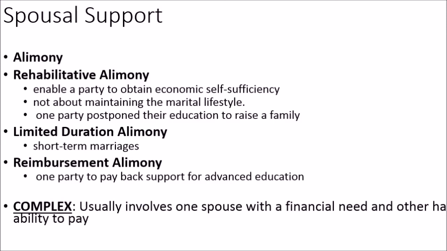That's for a specific amount. It's less common than the others, where one party may have to pay back the other party for support for an advanced education. Maybe one party paid for graduate school and then law school, and that party, in order to make things equitable, argues to the court that they need to be reimbursed for what they contributed in a marriage that is also probably of short term. Again, this is complex stuff. Suffice it to say, it usually involves one spouse with a financial need and the other spouse with the ability to pay. And the court's goal is to be fair and equitable and treat both parties in an equitable way.